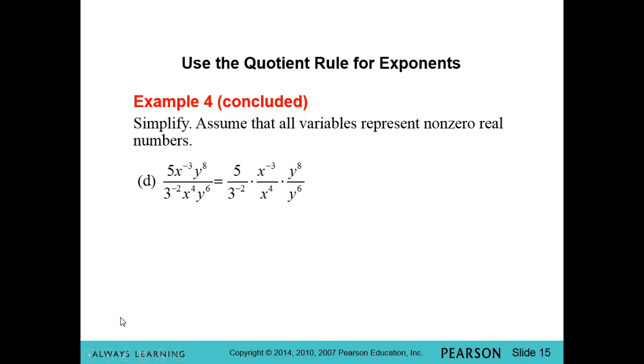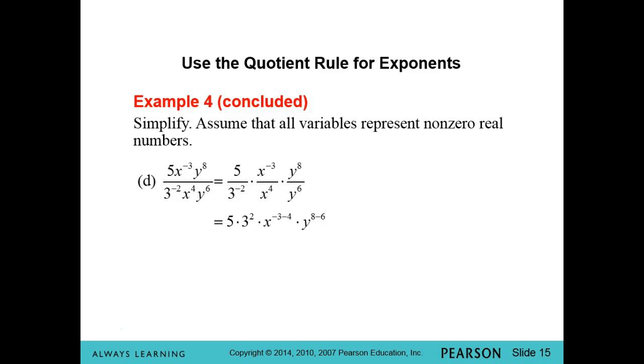Okay, they separated out the numerical parts, 5 over 3 to the minus 2. They separated out the x variable, x to the minus 3 over x to the 4th, and the y variable, y to the 8th over y to the 6th. On the numerical part, what we did in one step, they do in 2. They bring this upstairs and make it 5 times 3 squared, which is what we had. And this one, they moved the x to the 4th upstairs and made it x to the minus 3 minus 4, which gives you x to the minus 7.